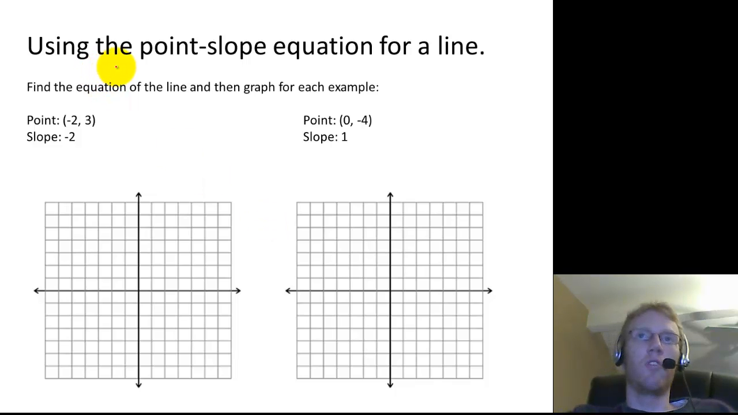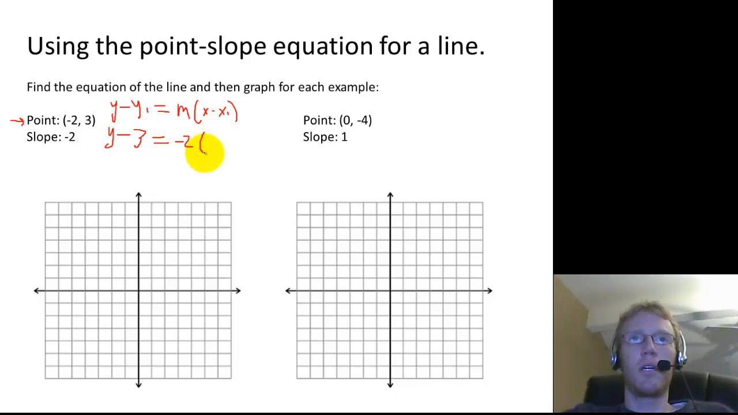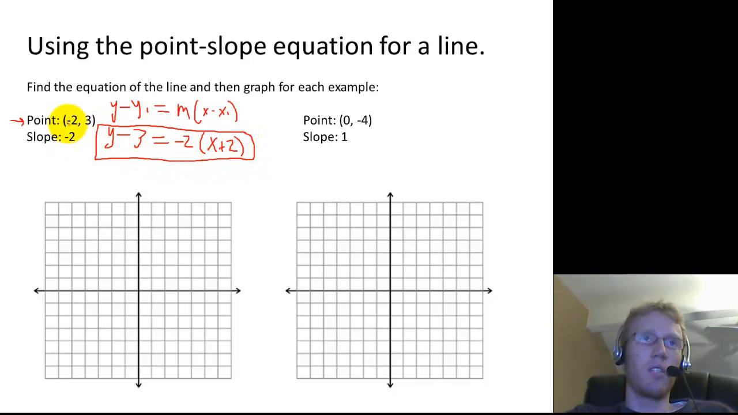Okay, let's use point-slope form to draw some graphs and write some equations. So suppose we're given a point, negative 2, 3, and a slope of negative 2. Let's write the equation and then draw the graph. We start with the formula, y minus y1 equals m times x minus x1. We fill in what we know. The y1 is the y value, which is 3, so I can write y minus 3 equals m, which is negative 2, that was my slope, and x minus a negative 2 becomes x plus 2. So writing the equation in point-slope form, if you're given a point and a slope, is really easy. I mean, that's why it's called point-slope form.